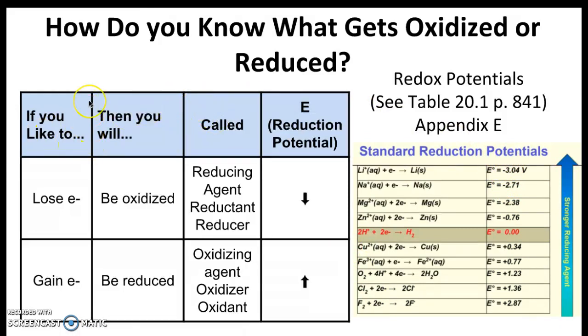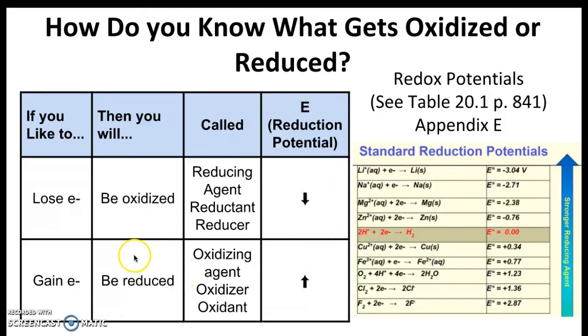There's a couple of terms that we use in describing things that like to get reduced or like to get oxidized. These are the terms here: reducing agent, reductant, or reducer. We use those terms for things that like to become oxidized. Let's figure out what that means. If you want to lose electrons, you want to become oxidized. And in order to become oxidized, you have to reduce something. So you are the agent to reduce that other thing. That's why if you want to be oxidized, you're called the reducing agent. And as we know, if you want to be oxidized, then your reduction potentials, these values here, are going to be more negative, towards the more negative.